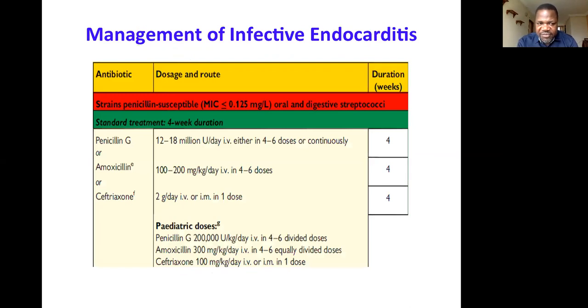Now, how do we manage this? If you have strains of Streptococci that are susceptible to penicillin, they do antimicrobial susceptibility testing in the lab. They say that they are susceptible to penicillin with a MIC, minimum inhibitory concentration, equal to or below 0.125 milligram per liter of those oral Streptococci. Then you can treat this patient with penicillin G or amoxicillin or ceftriaxone for a maximum of 4 weeks. And the doses are there.